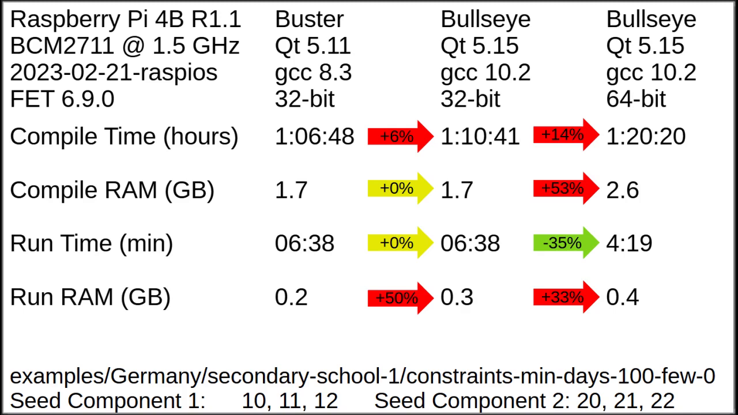The most important part is the time that is needed to generate a timetable. As you can see, the time didn't change in the 32-bit versions, so the new Qt version and the new GCC version didn't speed up anything. But the 64-bit version is much faster. That's why I recommend the 64-bit version.